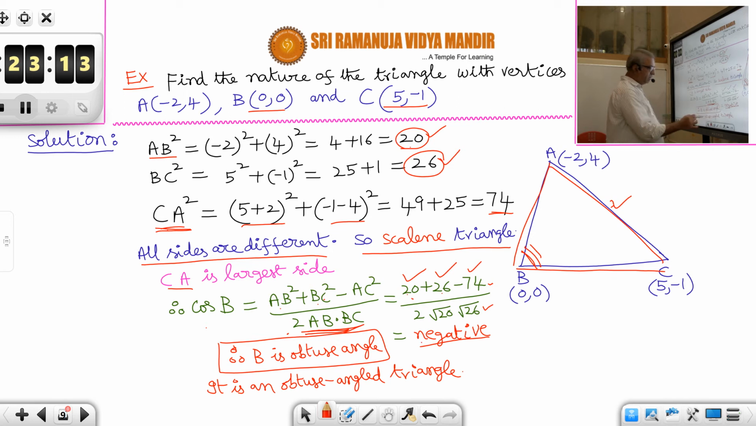So negative. That means B is what? Obtuse angle. Cos B is negative means B is an obtuse angle. So it is an obtuse angled triangle and it is a scalene triangle also. So let us see the next one.